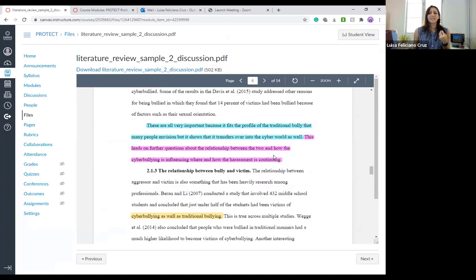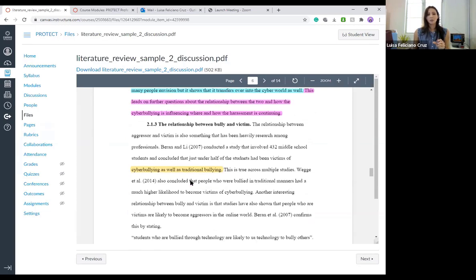So it says this leads to the questions of how the relationship of the victim and the aggressor happens. And if you notice, this pink section is his transition to the next topic in the review. So he's saying, how is that connection? How is that relationship between aggressor and victim? And then he starts talking about the relationship between them. So he's using a clever transition between sections in the review.